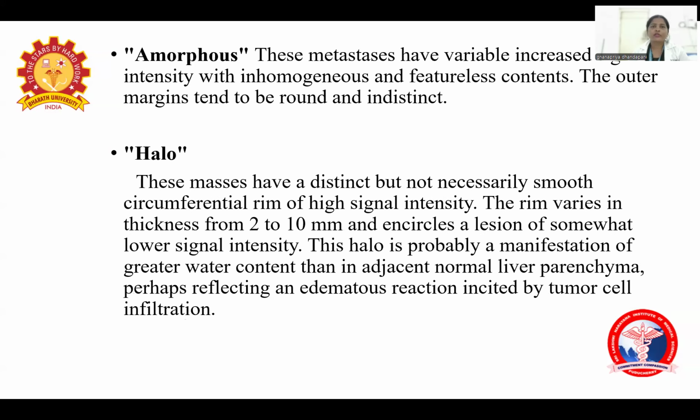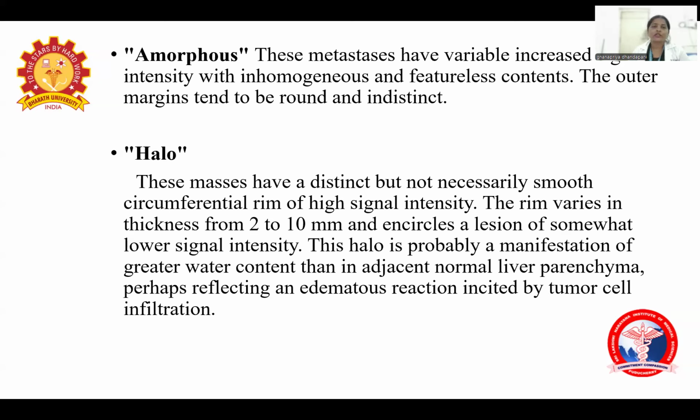Next is the amorphous pattern. These metastases have a variable increased signal intensity with inhomogeneous and featureless content. The outer margins tend to be round and indistinct. The other type is the halo pattern. Here the masses have a distinct but not necessarily smooth circumferential ring of high signal intensity.